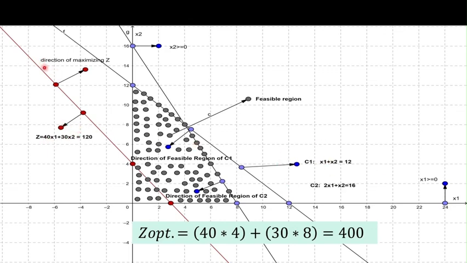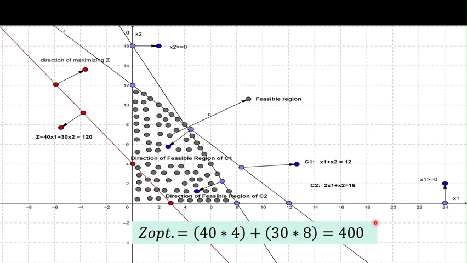As we did here, we can draw the line for z, moving it in the maximization direction until it touches the feasible region at the last point. The last point z touches the feasible region would be the optimal solution, which is this point at x1 equals 4 and x2 equals 8. Plugging these two values for x1 and x2 into the equation of z, 40x1 plus 30x2, we can see that the optimal value for z would be 40.